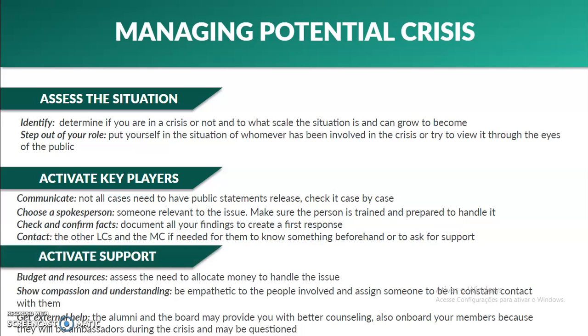Then you can check who can support you. You need to check if your board can support you. You can check who from the alumni could give you legal counseling, who could give you inputs because they have already been in the same situation. And also onboard your members, because they will probably be asked, they will be questioned, and they will be ambassadors during the crisis. It is important for them to know what is going on so that they can be honest and at the same time not make the situation worse.